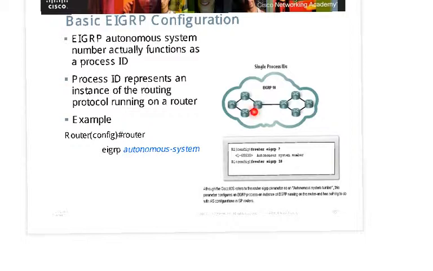So if two routers, for example, one of them uses process or autonomous system number 1 and the other uses autonomous system number 2, this technically means that for EIGRP, those are two disconnected networks. They will not exchange any route updates between each other. Okay.